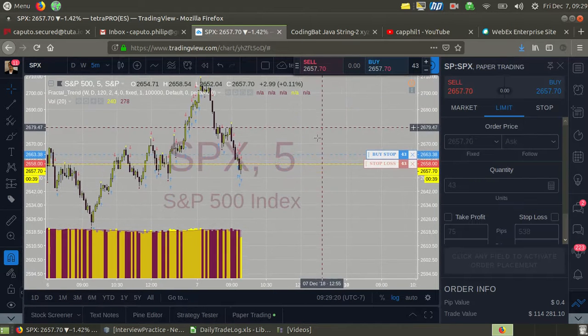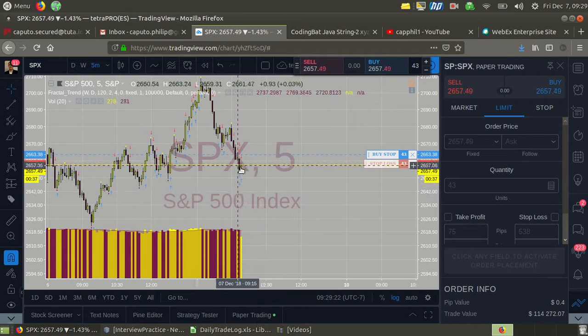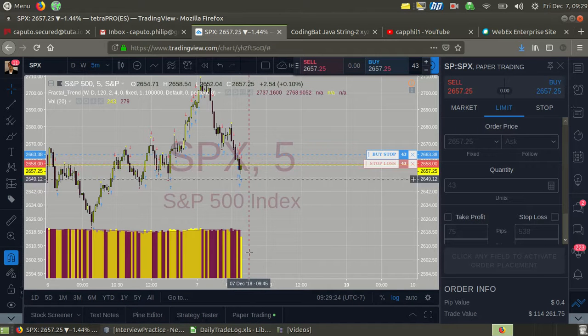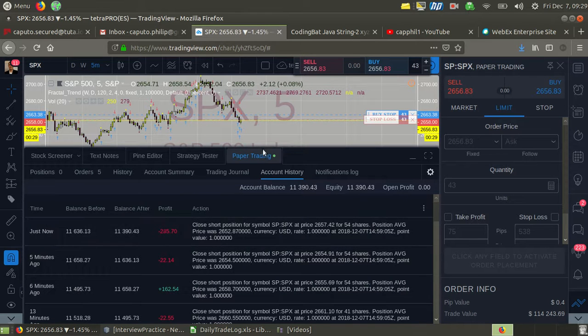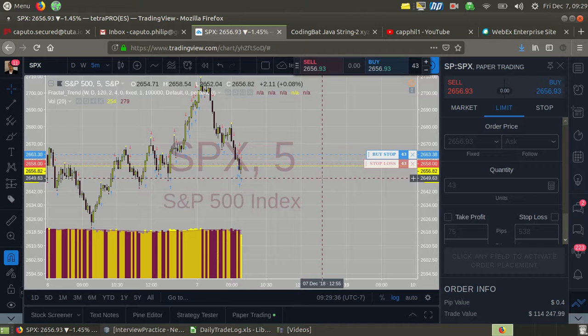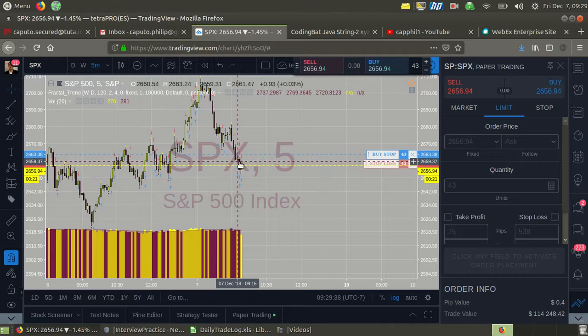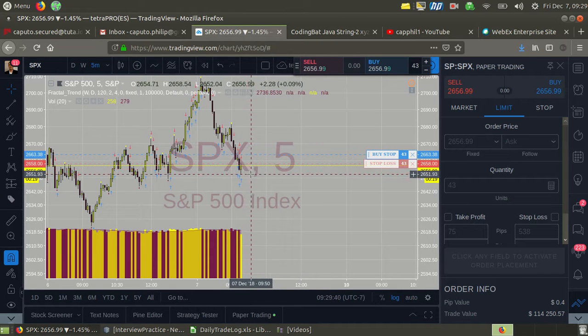So we took the full loss on this last trade. As you can see, we were short right here, and we put the loss up here, and that did come up and get our loss for a total of $245, which was 2% on that trade. So we're at 11,390 current account equity. You can see, and this just might be a pause, just like this one did before the trend continues.